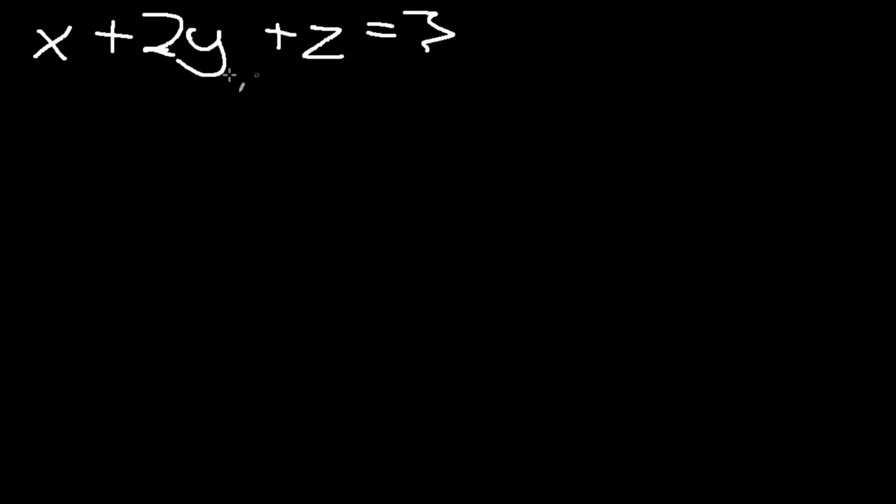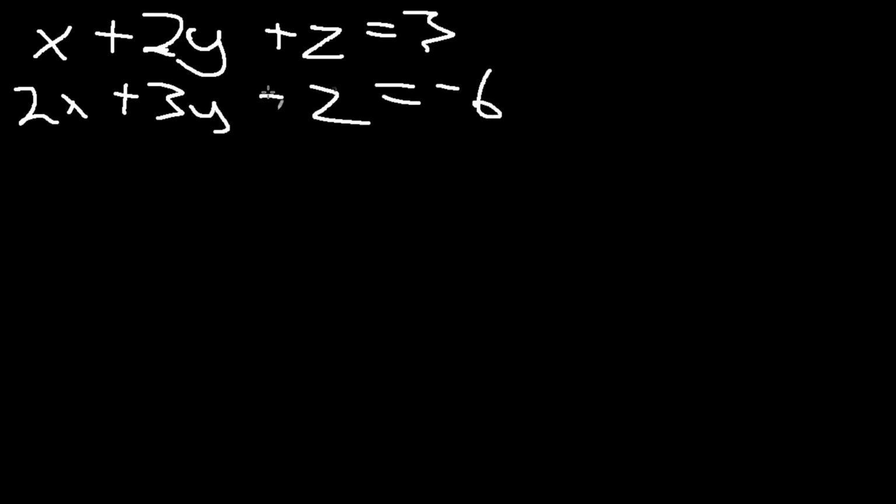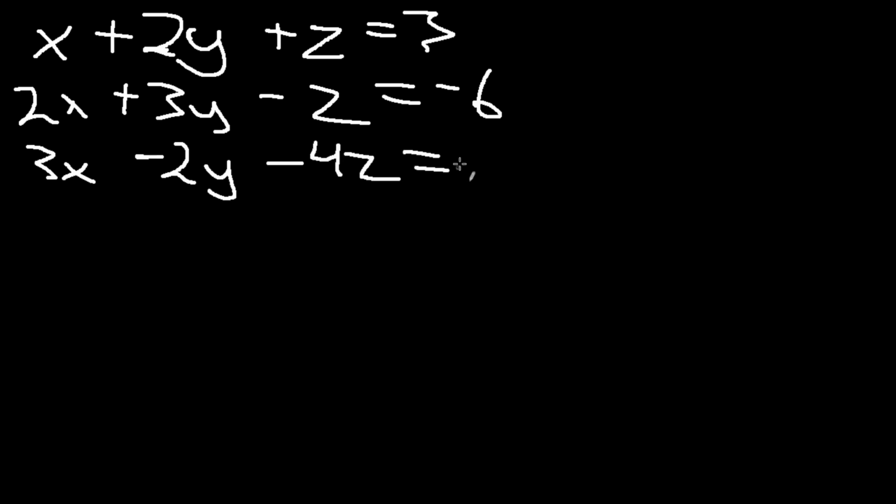So we're going to start out with this system of equations. We'll do an x, y, z. The first equation is x plus 2y plus z equals 3. The second equation is 2x plus 3y minus z equals negative 6. And we have 3x minus 2y minus 4z, and that one is going to equal negative 2.